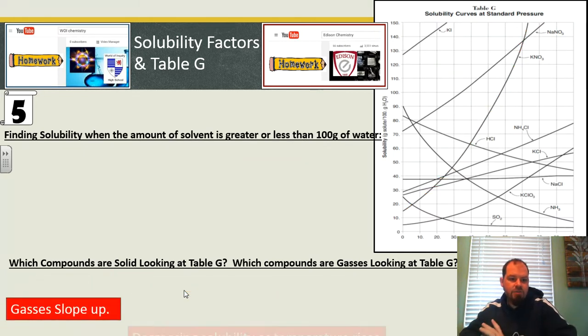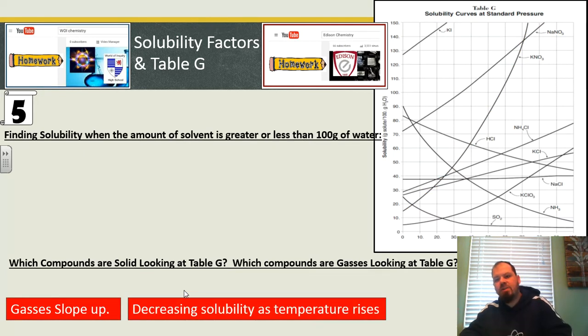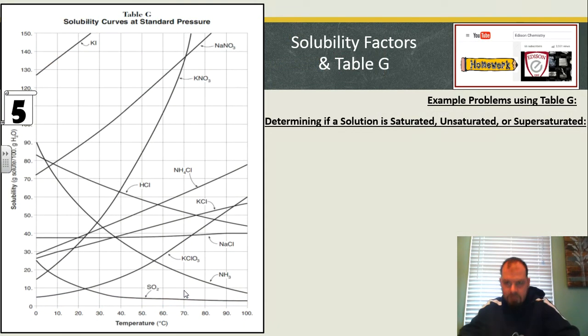The opposite is true for gases, because as temperature increases, their solubility goes down. Okay? The solubility decreases as temperature goes up, or I could say their solubility goes up as temperature decreases. I mean, we can word our way into confusion, but these are the ones that slope down. They slope down, they're gases. There's only 3 of them. Okay, good. Now we can play some games for crying out loud.